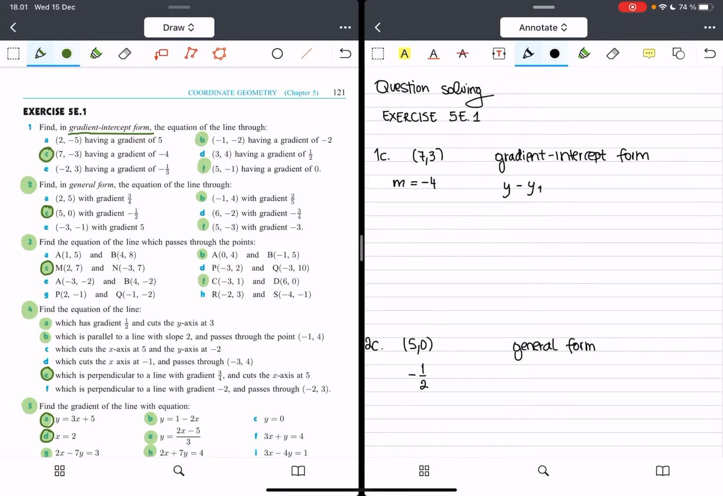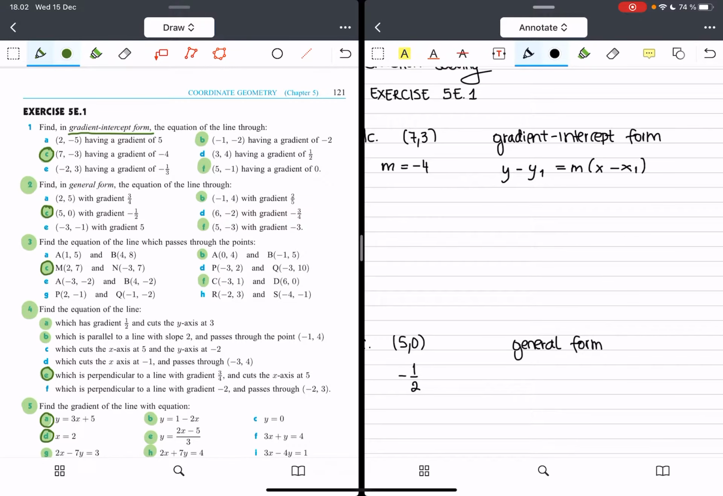Again, you write down the formula that we learned, and then you substitute the values for y1, m, and x1. Y minus 3, because 3 is the y coordinate, equals negative 4 times x minus 7. Then, what do we do? We said that you do the expansion: negative 4 times x, negative 4x, plus 28, because negative 4 times negative 7 is 28.